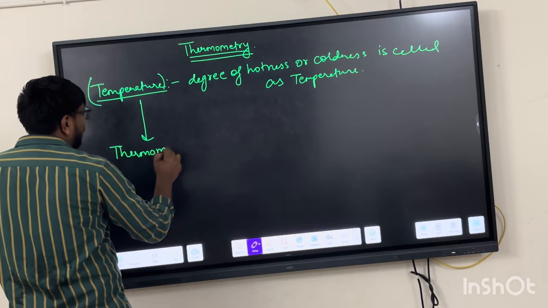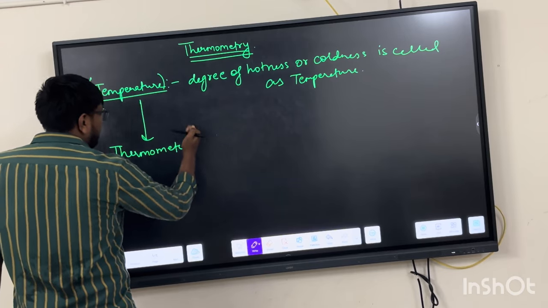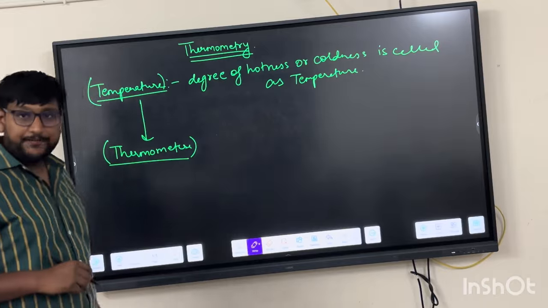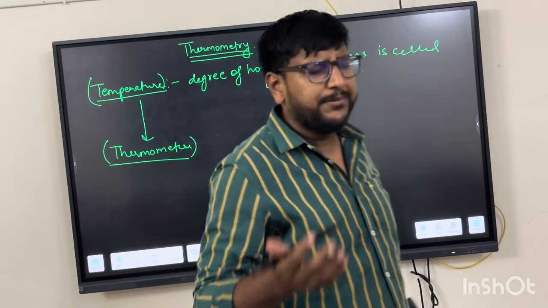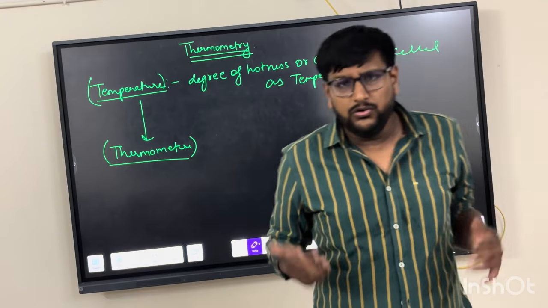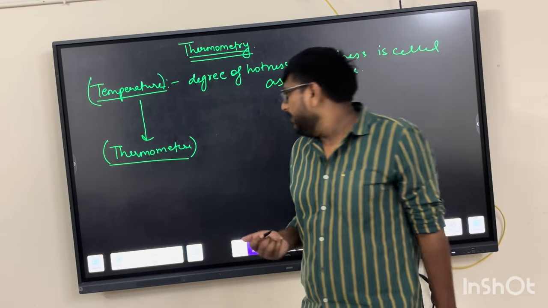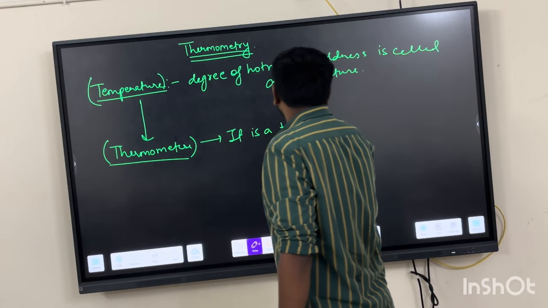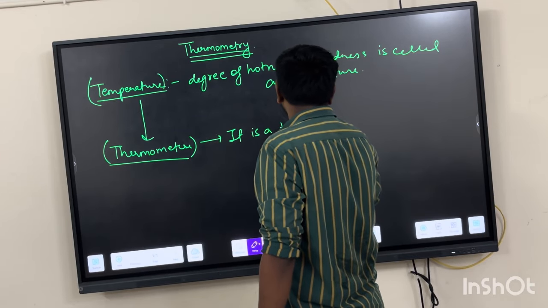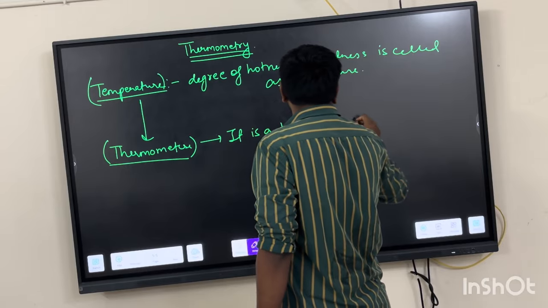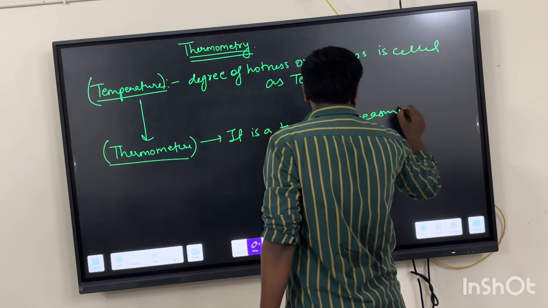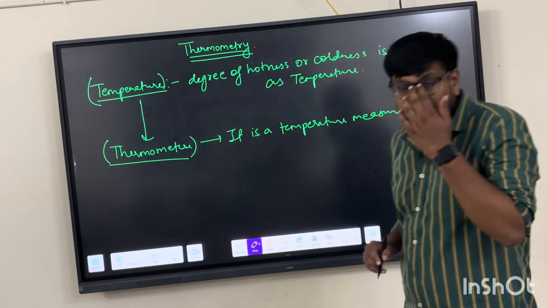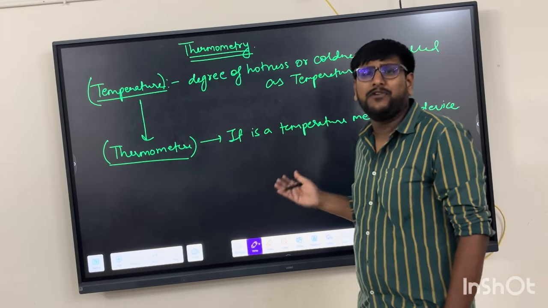So to measure the temperature we have one device; we call it a thermometer. A thermometer is a device which we use to measure the temperature. We have many types of thermometers which we use to measure the temperature. But what is a thermometer? It's a temperature measuring device. We will also talk about types of thermometers.